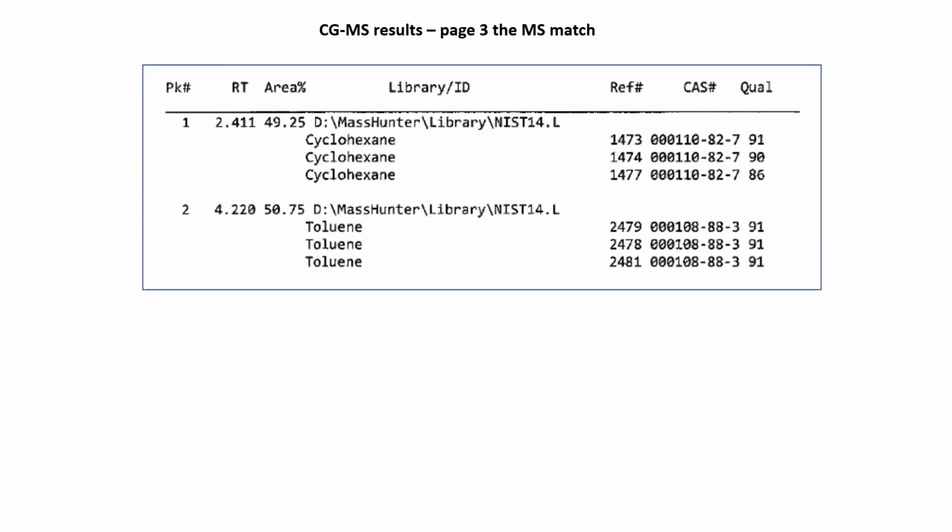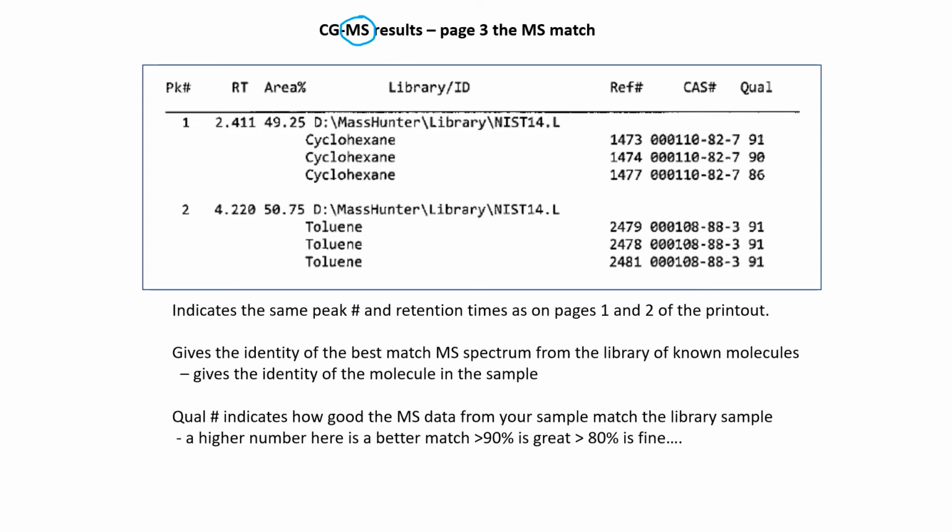Third page of the printout is the mass spec results. So this is the actual mass spec data, but it's interpreted, to be honest with you. So what does that mean?